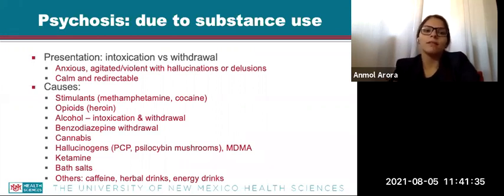for substance use include methamphetamine, cocaine, heroin, considering alcohol, both intoxication and withdrawal. Benzodiazepine withdrawal, so those are drugs like Xanax that we spoke about. Cannabis can cause psychosis, specifically higher content cannabis that's synthetic, such as spice or the wax and dabs that people use in society. Hallucinogens like PCP, mushrooms, MDMA can also cause psychosis.